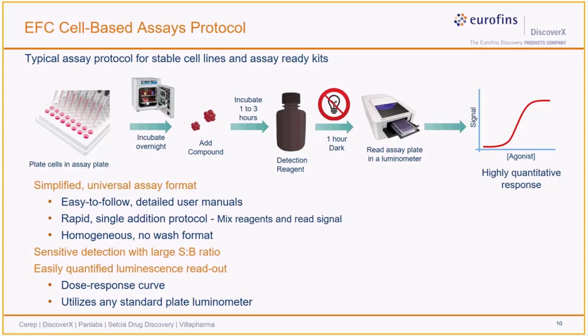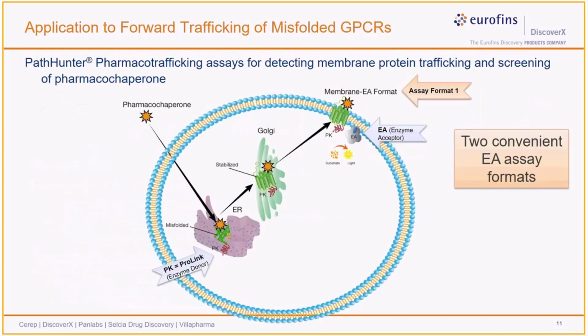I won't go into these other details since they were talked about on the last slide. All right, so let's move into the specifics of this pharmacotrafficking assay. So in this case, we have engineered two different parental cell lines, okay? They're differentiated by their location of that large EA fragment. So here I'm showing you this enzyme acceptor that's bound to the membrane.